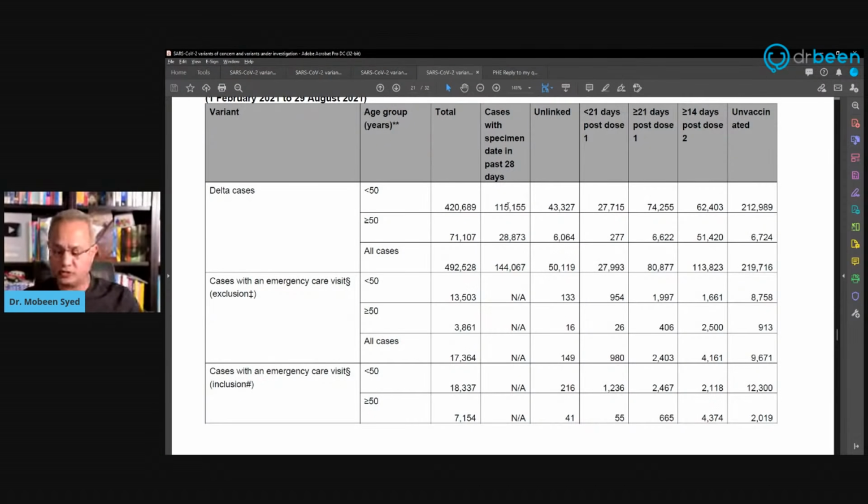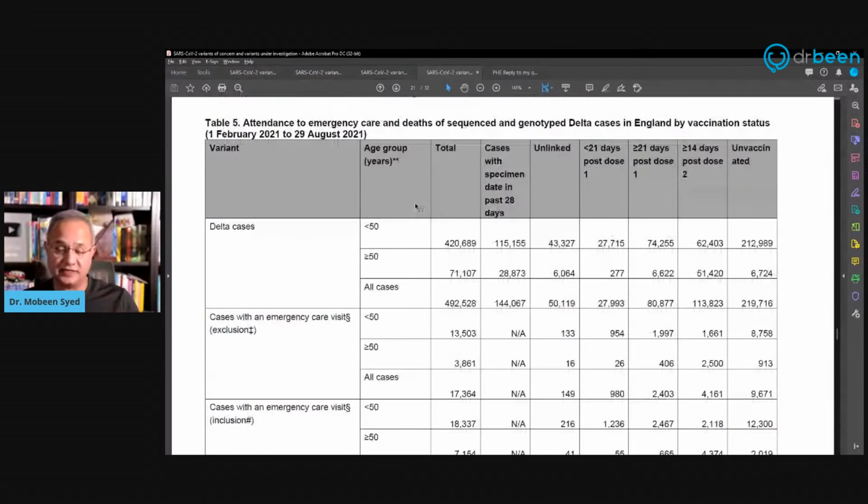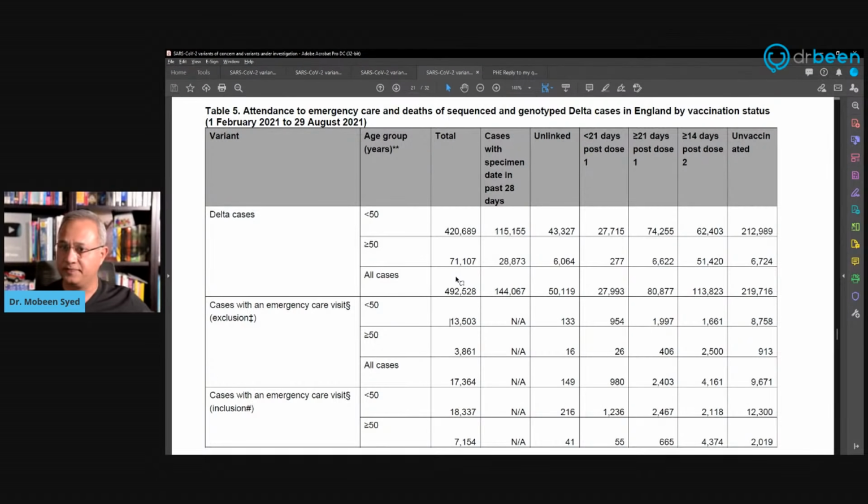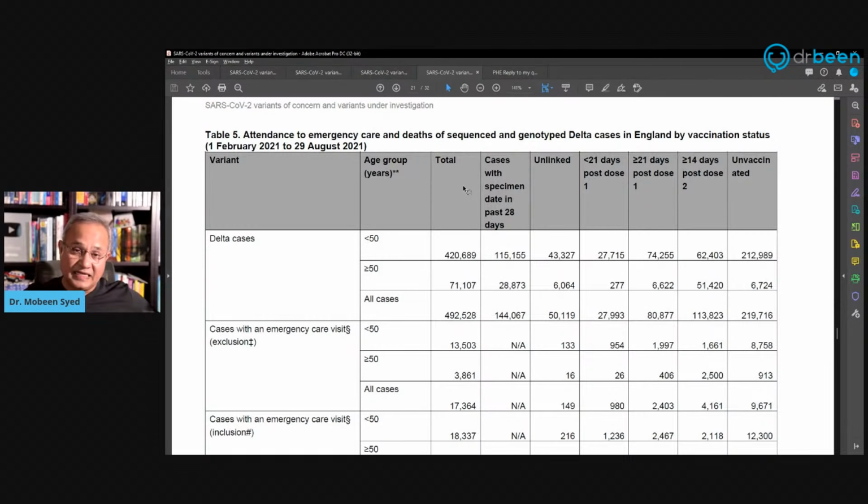The important thing to note here is that this is the raw numbers. For example, Delta cases. Over here, it says attendance to emergency care and death of sequenced and genotyped Delta cases. So this is not all cases, only those cases that were sequenced whose genotypes were seen. Otherwise, you can see that, let's say from February to 29 August, there are not just 500,000 cases, sorry, there are millions and millions of cases. Even if you count and sum all of these cases here with all the viruses, they would still not appear to be fully jiving with the other actual number of cases. That is because this is not a thorough data set. They say it over here, sequenced and genotyped.